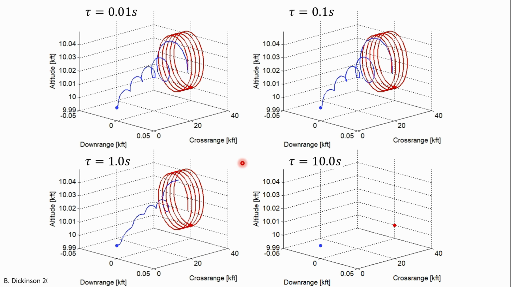Now, what would you expect the pursuer behavior to be for a 10-second time constant? Notice the lack of response to the target motion. The pursuer does approach the target, but there is no weaving behavior that's introduced by the target motion in the pursuer trajectory.